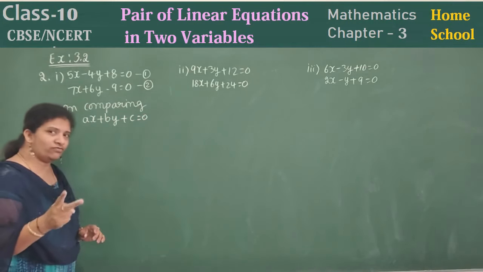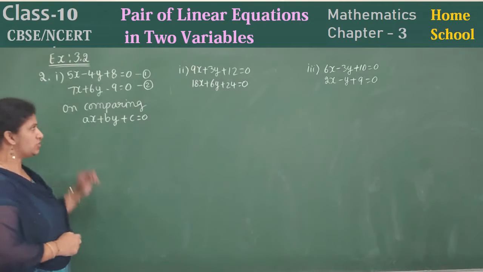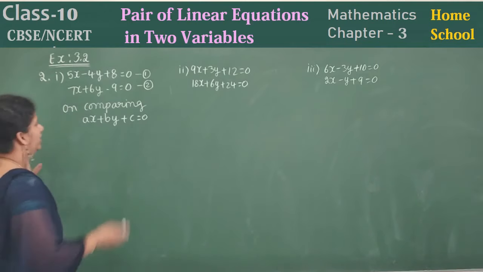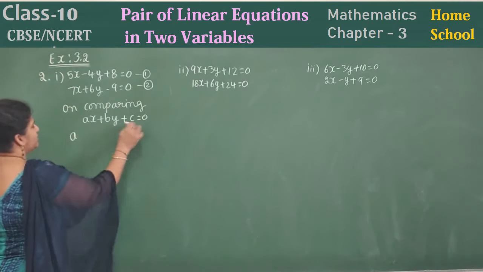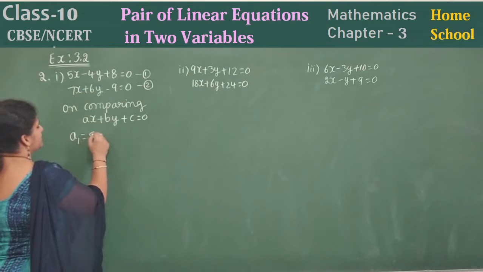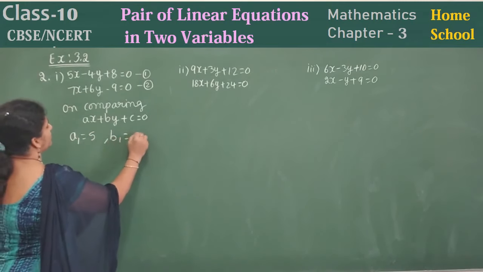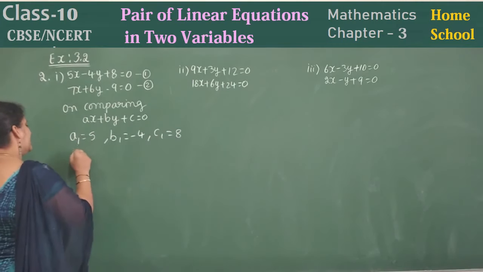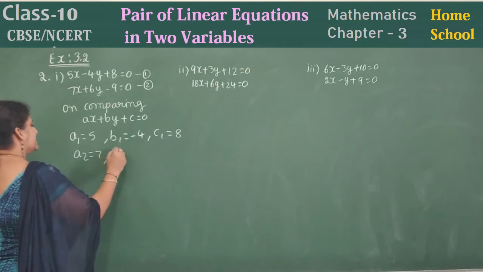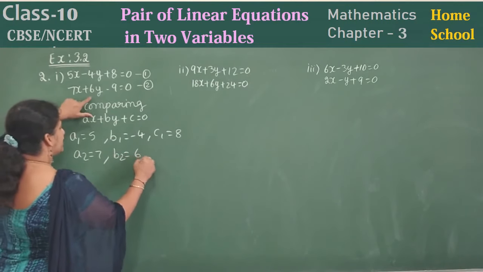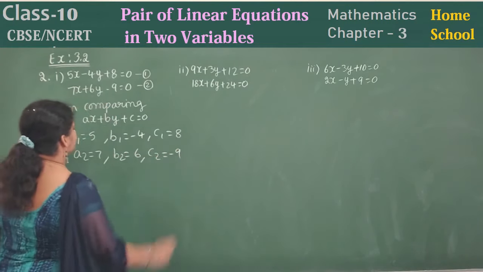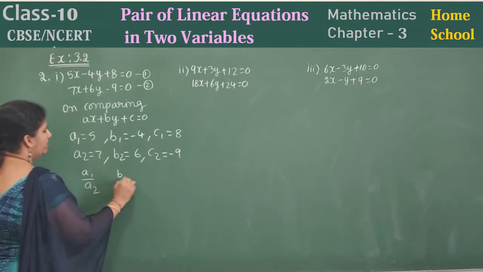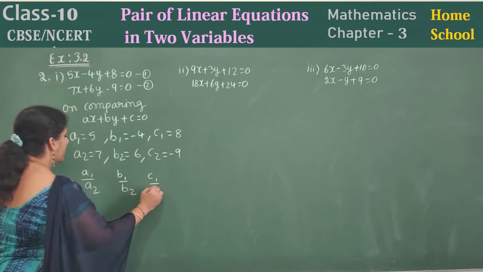We have pair of linear equations in two variables. So for this I will take a1 and for this equation I will take a2. That is, on comparing with the general form, right, children? a1 is equal to 5, b1 is equal to minus 4, c1 is equal to 8. Similarly, second equation, a2 is equal to 7, b2 is equal to 6, c2 is equal to minus 9. They asked us to compare in the form of a1 by a2, b1 by b2 and c1 by c2.